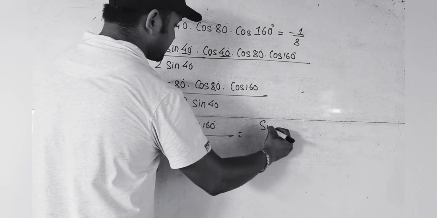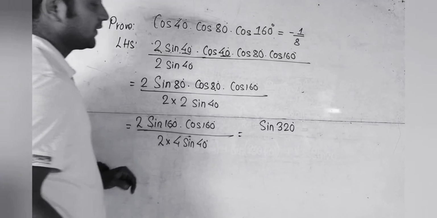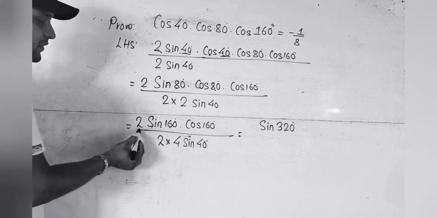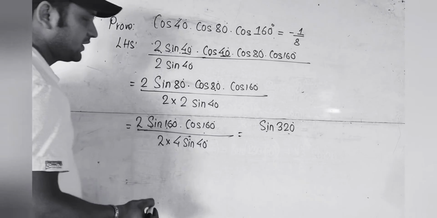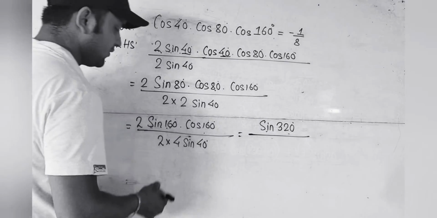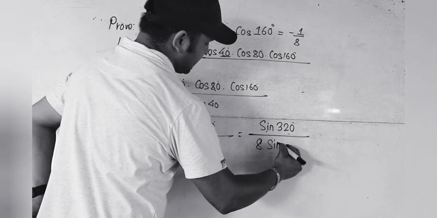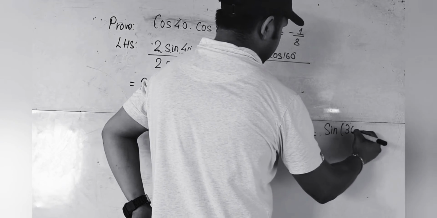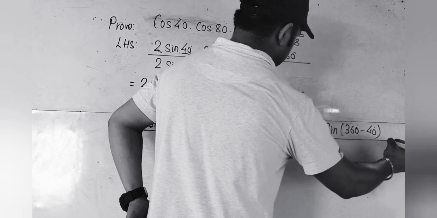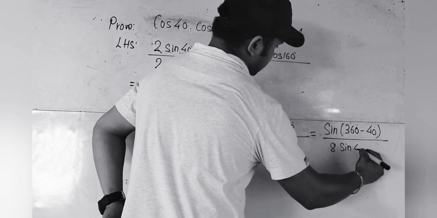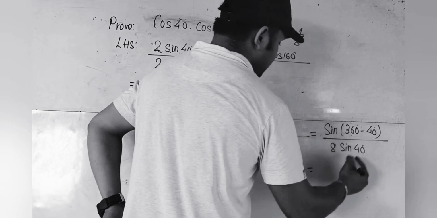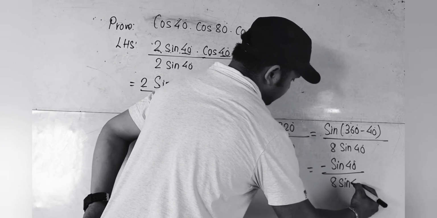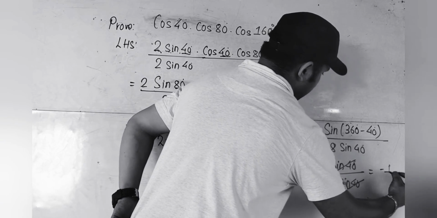So this comes to be sine 320 degree by using the formula 2 sine a cos a, sine 2a. So it becomes sine 320 degree divided by what you have in the denominator is 8 sine 40 degree. Now in place of sine 320 degree, you can write here sine 360 minus 40 degree by 8 sine 40 degree. Now sine 360 minus 40 degree is minus sine 40 degree by 8 sine 40 degree. So you can cancel these two and you have here minus 1 by 8 left, which is our RHS.